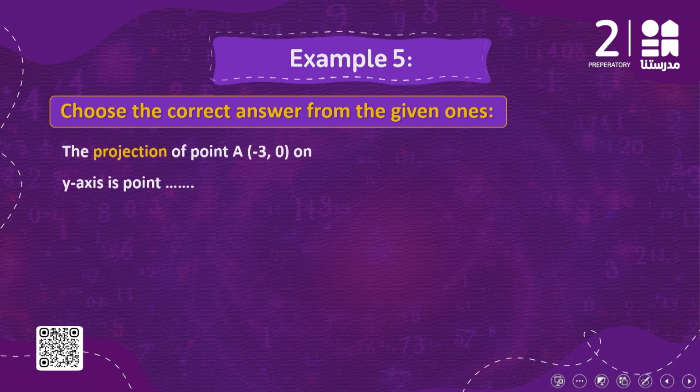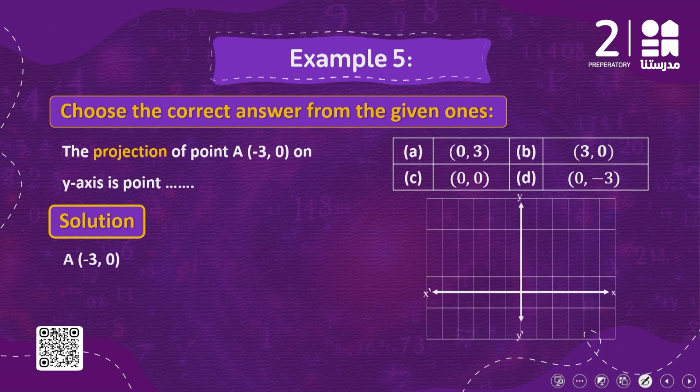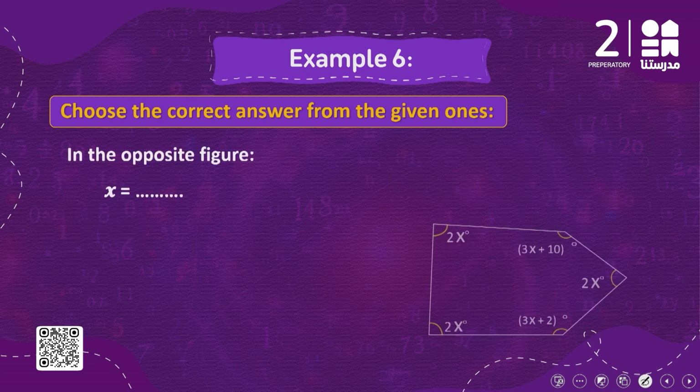The projection of point (-3, 0) on the y-axis is, if you look at the graph like this one, here's point (-3, 0). You need to project this point on the y-axis, this line, so it will go in this way to be projected. So if you project it here, it will be on this point, which is (0, 0) for sure. The right answer is (0, 0). As you can see in the animation, this point will be on the y-axis at (0, 0). The right answer is letter C.